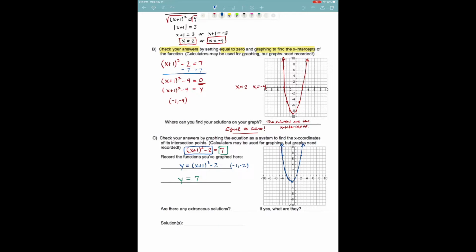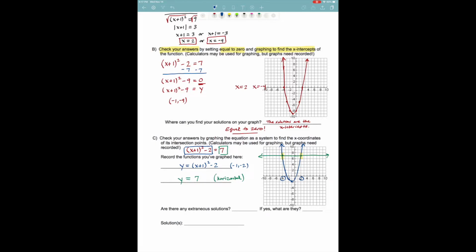Now our second equation here that we're graphing is y equals 7. And remember, this one is just going to end up being a horizontal line. Remember, our slope here is 0. So we graph that here. It's going to go right across there. And you will see that our intersection points are here and here, where x is going to equal 2, and our x value equals negative 4.